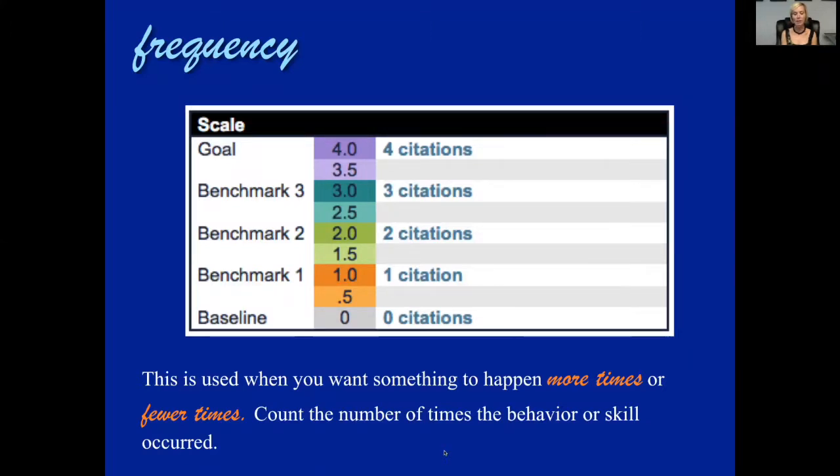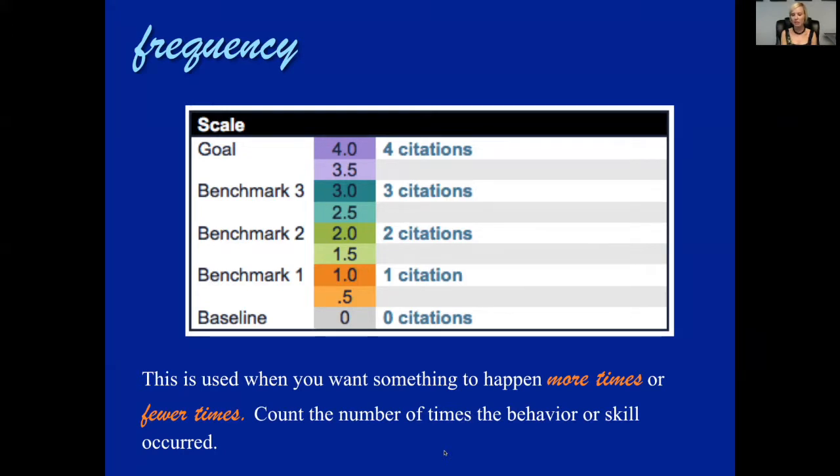Yes, aggressive behavior. So if a student is having emotional outbursts or having physical aggression, it is easy to count those. And so we can set a goal. The valence would be reduced, though. The higher number would be at the bottom and the lower number would be at the top when it's something we want to go down. So when it's something we want to have fewer times, we would want to have 0 physically aggressive moments. That 0 aggression would be our 4. That would be our goal.